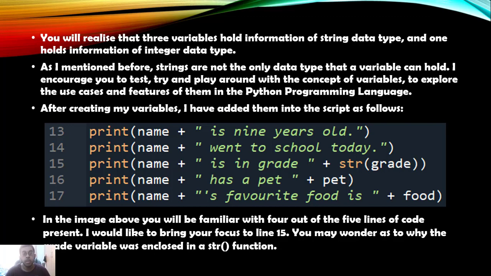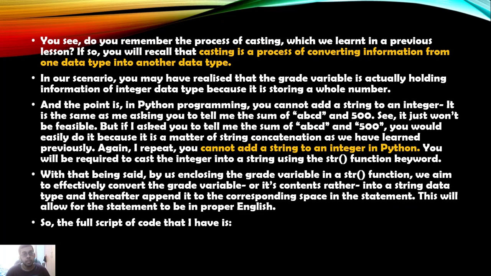In the image above, you will be familiar with 4 out of the 5 lines of code present. I would like to bring your focus to line 15. You may wonder as to why the grade variable was enclosed in a string function. You see, do you remember the process of casting which we learnt in a previous lesson? If so, you will recall that casting is a process of converting information from one data type into another data type. In our scenario, you may have realized that the grade variable is actually holding information of integer data type because it is storing a whole number.